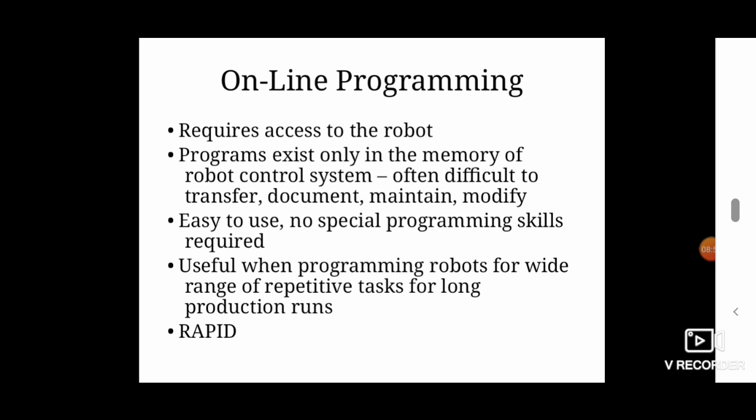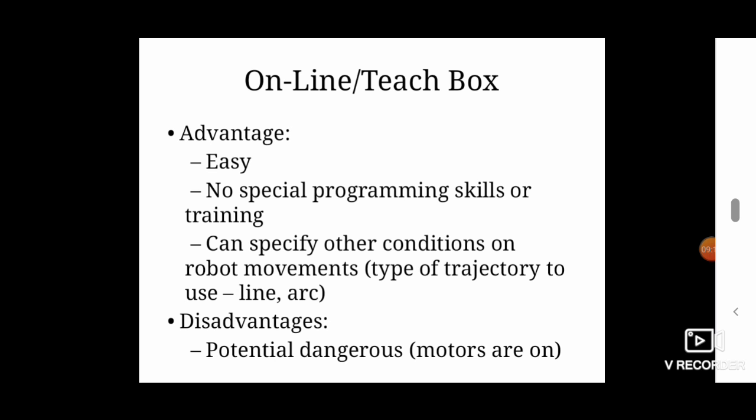Online programming requires access to the robot. The program exists only in the memory of the robot control system. It is easy to use, and no special programming skill is required. It is useful for programming a robot with a wide range of tasks, and it is rapid programming.